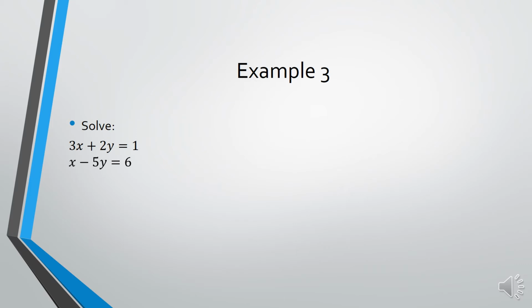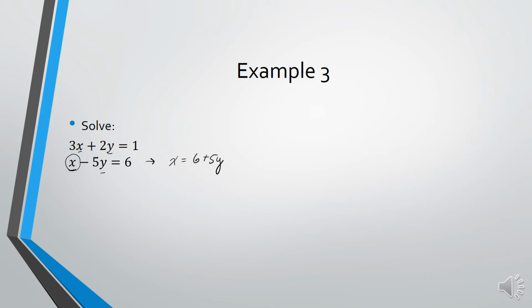A little bit of a harder example here. I have 3x plus 2y equals 1 and x minus 5y equals 6. What I want to do is figure out which of these variables is the easiest to solve for. So this x, this y, this x, or this y. And when I say solve for, I mean get it by itself. I mean, you can really do whatever you want, but most people try to avoid fractions. So I'm going to solve for this x. So if I get x by itself, I'll get x equals 6 plus 5y.